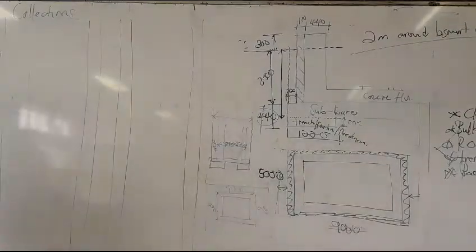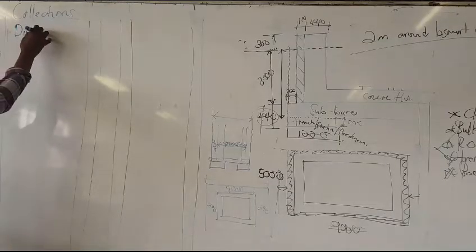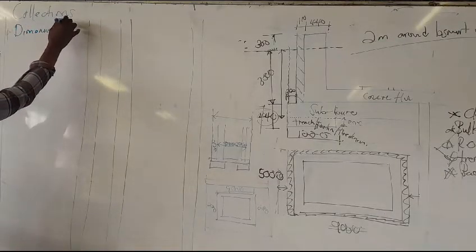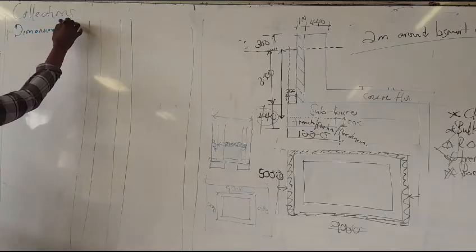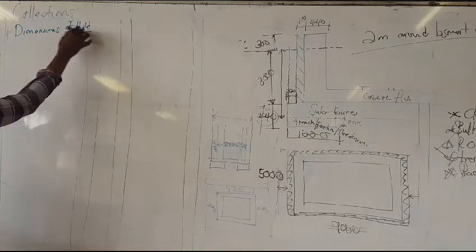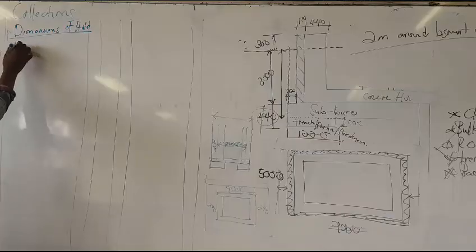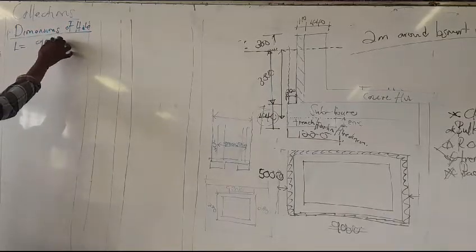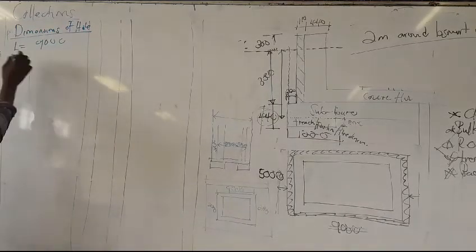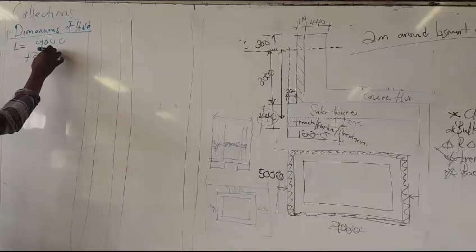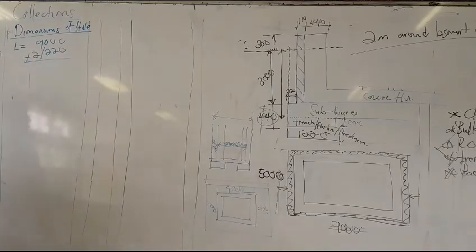So how can we calculate this one? We're going to say the dimensions for the basement hole. The hole is just a hole. We're going to calculate the length. Our length is going to be what? We're going to take the length of the basement wall, plus 2 of the 220. Does it make sense?